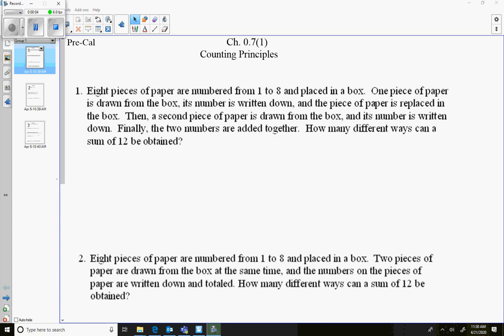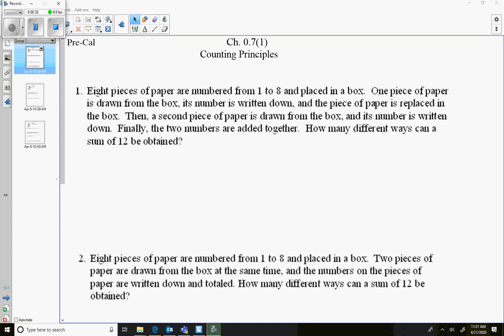Yes, we are going all the way back to the beginning of the book, chapter 0.7, the first one, counting principles. Parts of this is going to be similar to what you did in junior high, but you probably didn't do it quite this basic at junior high. So it's kind of taking a little high school nudge to it.